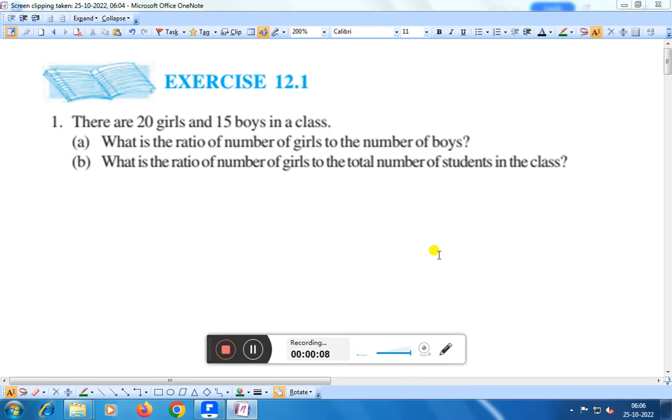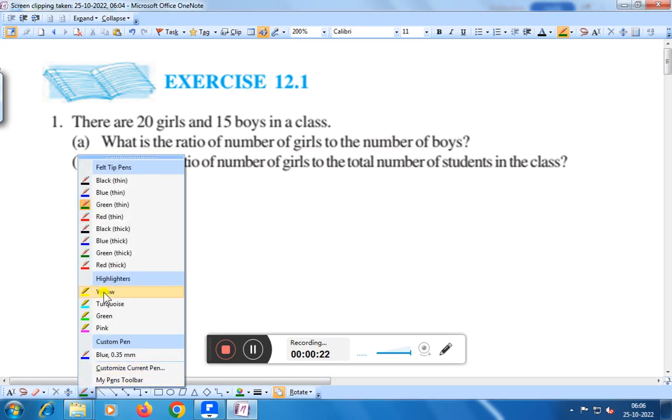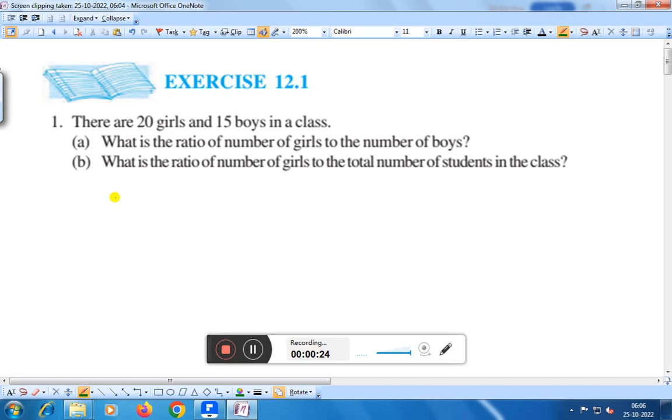There are 20 girls and 15 boys in a class. What is the ratio of number of girls to the number of boys? And what is the ratio of number of girls to the total number of students in the class? Let us solve first question number A. Question number A is, what is the ratio of number of girls to the number of boys?